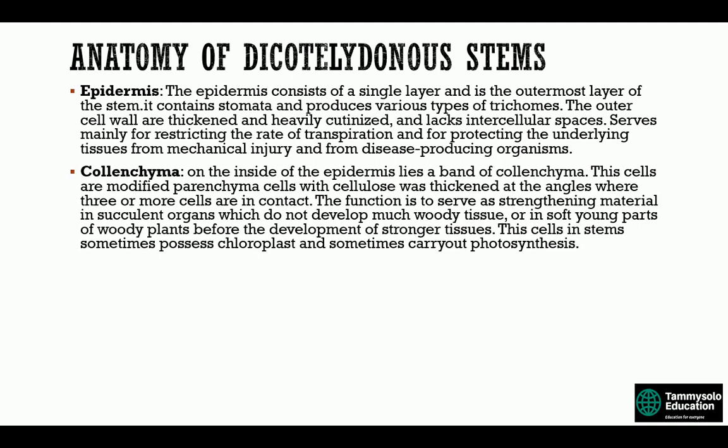Immediately after the epidermis lies the band of collenchyma. These cells are modified parenchymal cells with cellulose thickened at the angles where three or more cells are in contact. The function is to serve as strengthening material in succulent organs which do not develop much woody tissues.